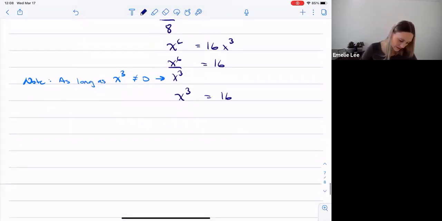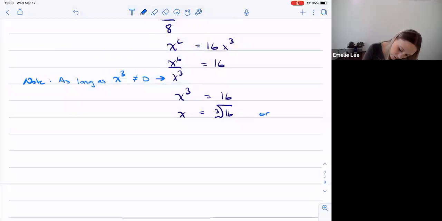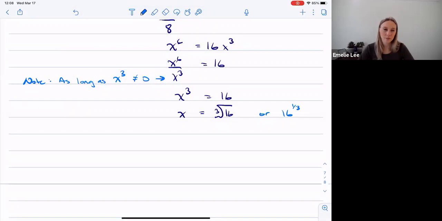So then solving for x is going to be the third root of 16. You can write 16 to the 1 over 3 if you want, but I'm just going to keep it as, or maybe I'll write it here, or 16 to the power of 1 over 3. It depends on what's easier for you.